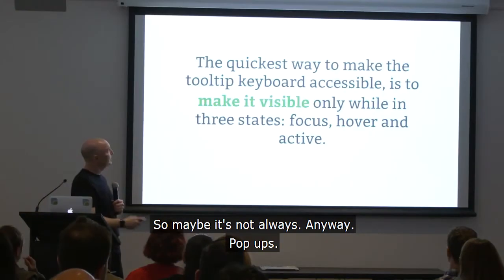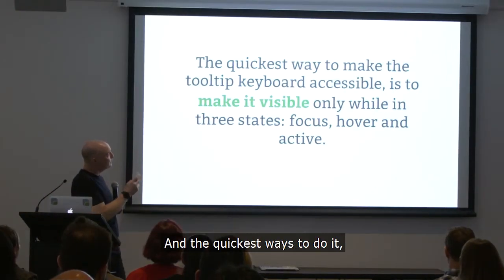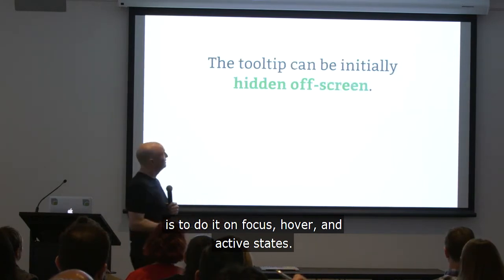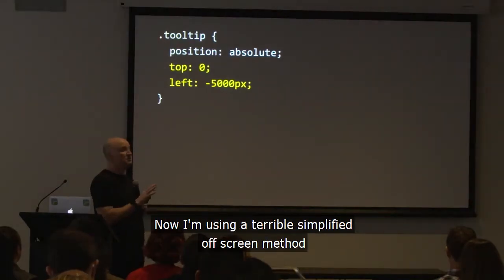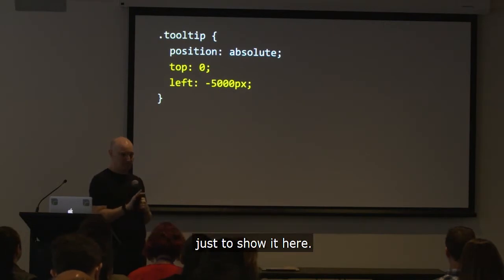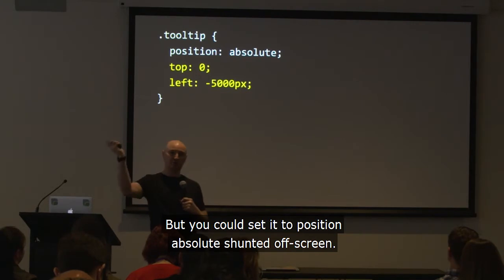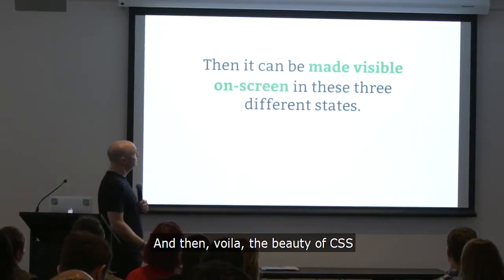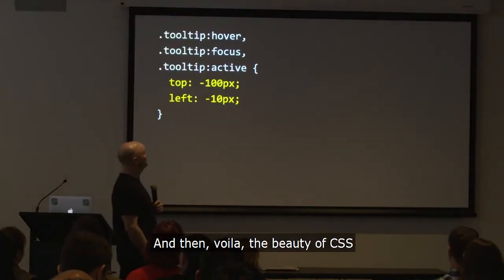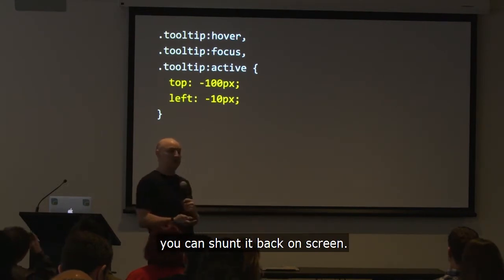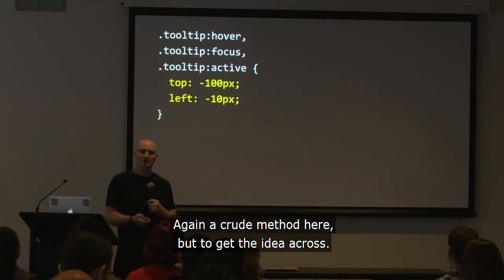Anyway, pop-ups, how do we do with it? Make it visible. The quickest way to do it is to do it on focus, hover, and active states. And then it can be hidden off screen. Now, I'm using a terrible simplified off-screen method just to show it here. Please don't use this in the wild. But you could set it to position absolute, shunt it off screen, and then voila, with the beauty of CSS, on hover, focus, and active pseudo classes, of course, you can shunt it back on screen. Again, a crude method here, but to get the idea across.